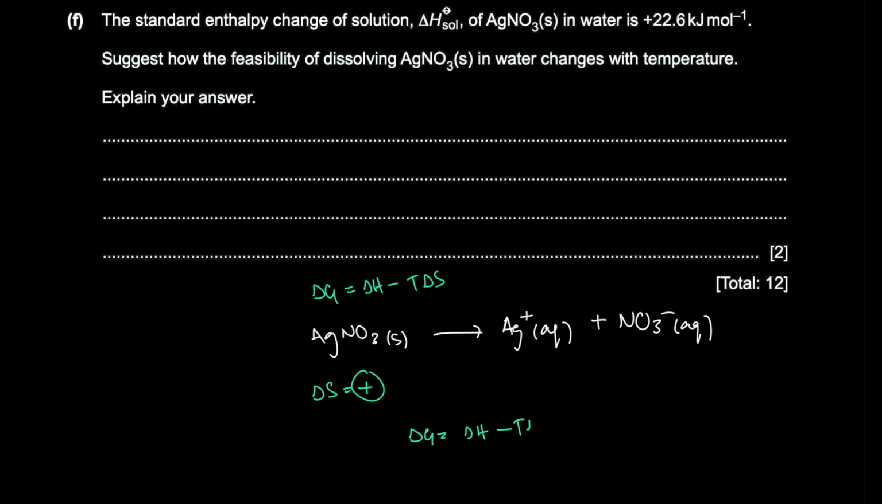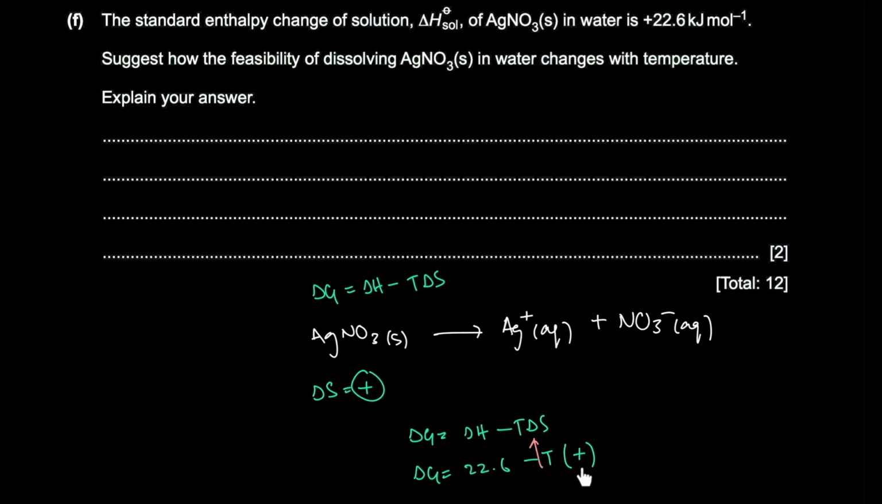So the entropy change is positive, which means that delta G equals delta H minus T delta S can be written as delta G equals 22.6, that's the enthalpy change, minus the temperature times some positive value, right? Because the entropy change is positive. Now, what would happen if I increase the temperature? Does the reaction become more feasible or less feasible?